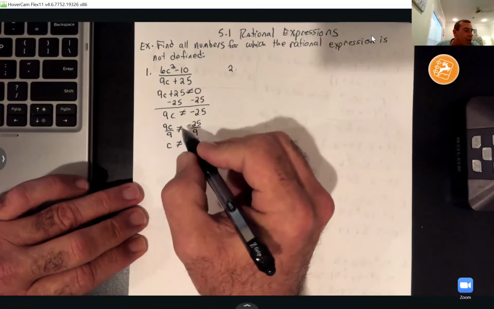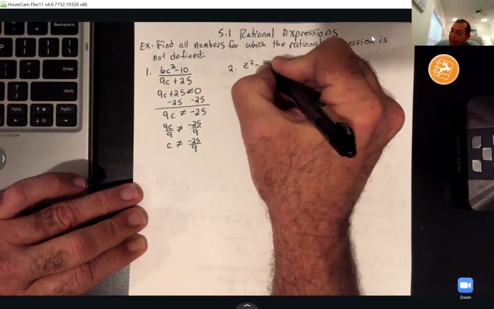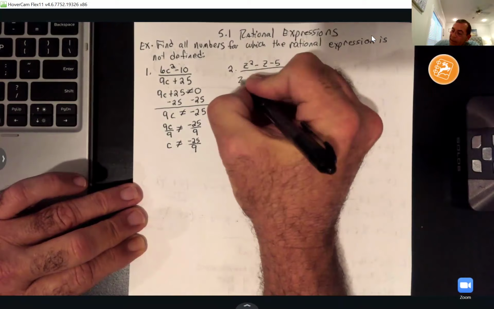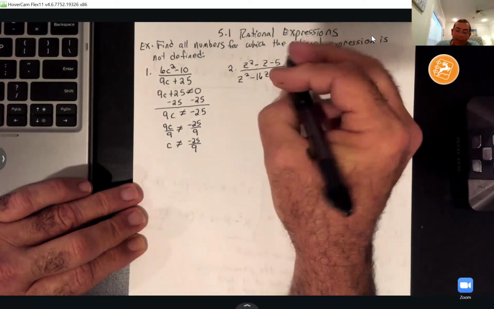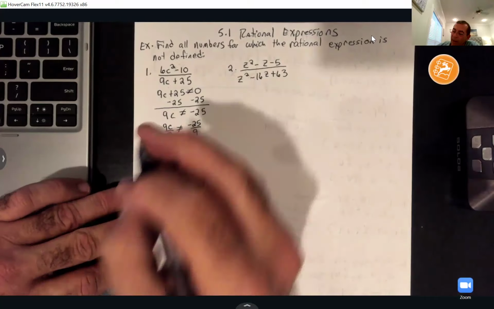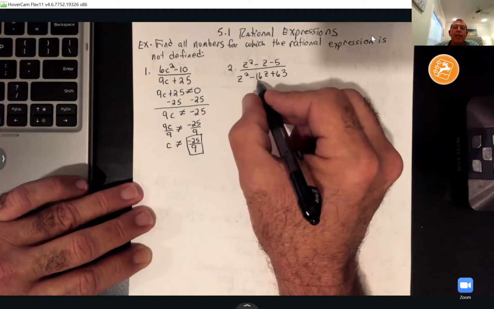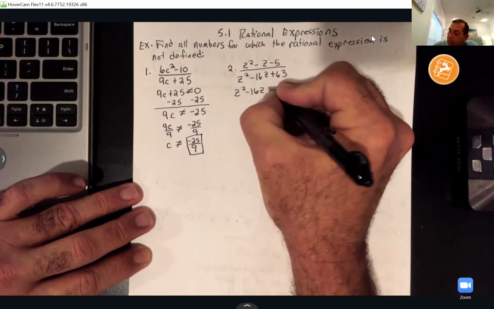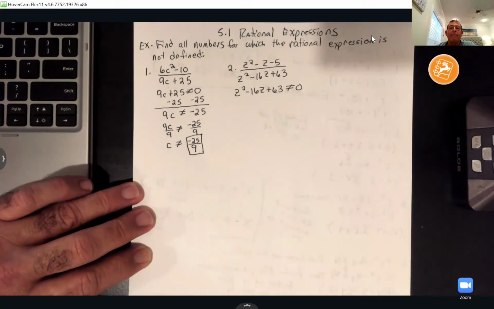So that one would have been like an earlier one, but this second one, watch this. Z squared minus Z minus 5 over Z squared minus 16Z plus 63. And y'all, you don't even have to put the equals on this, just a number. So this one, same thing. Take the bottom. And we know that that cannot equal 0.